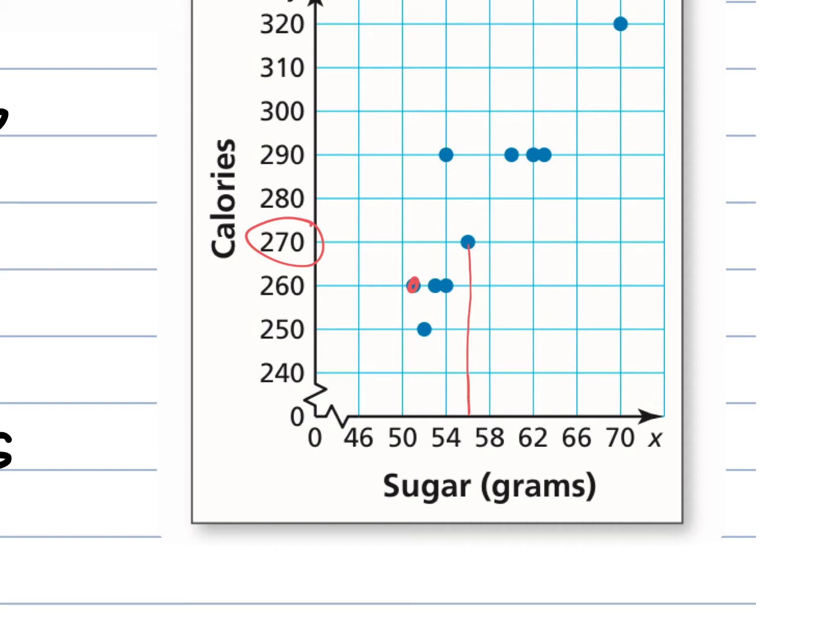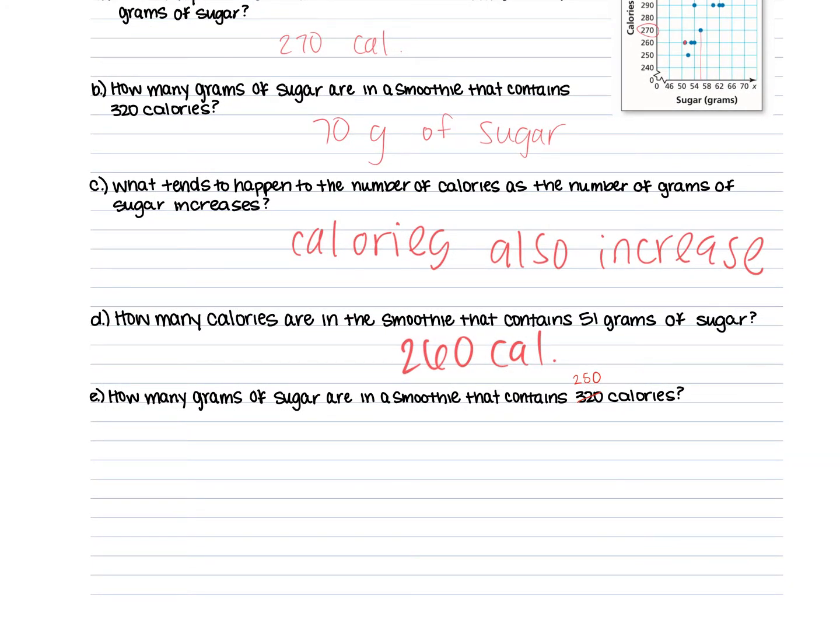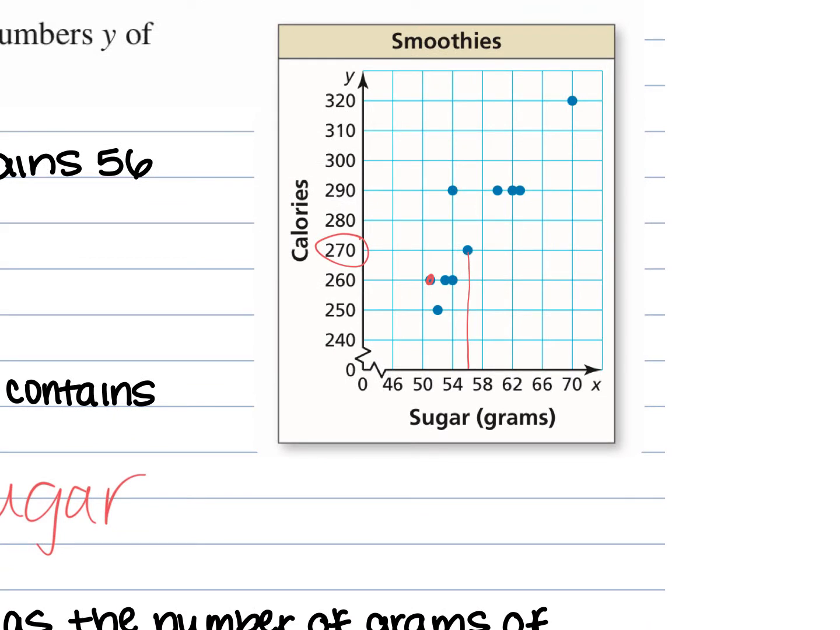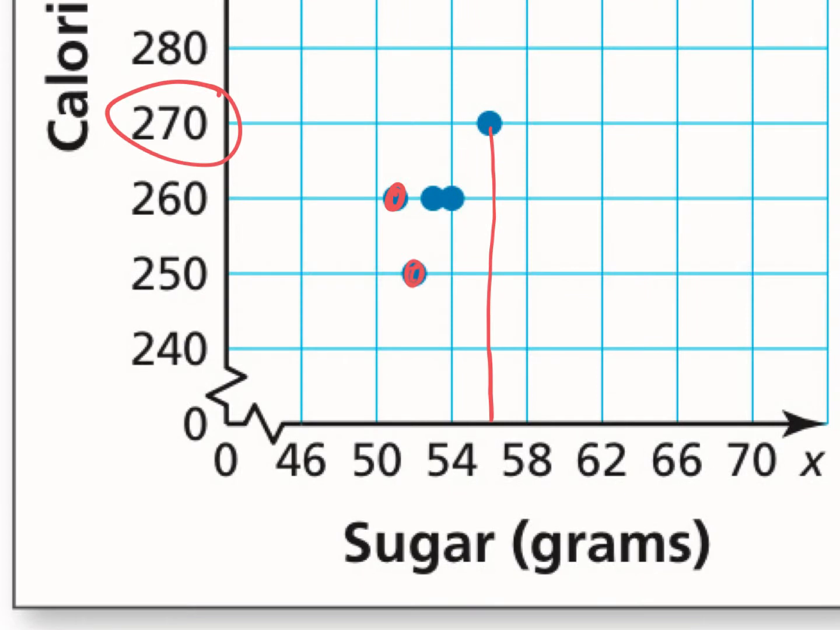Okay, so let's go ahead and check how many grams of sugar are in a smoothie that contains 250 calories. Nick? 70 grams of sugar. 70 grams of sugar? Try again. Sophia? 52. Do you guys agree that 250 is right here? How many grams of sugar? Go all the way down. It's right at 52. Okay, right in between 50 and 54.